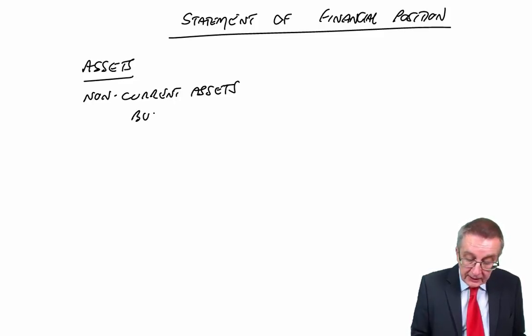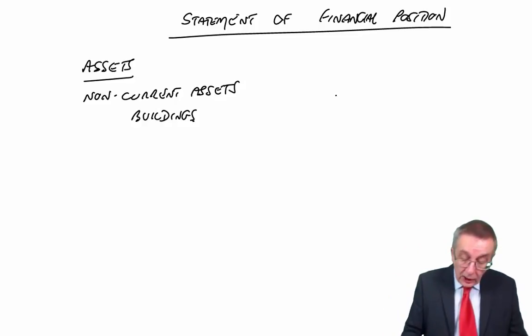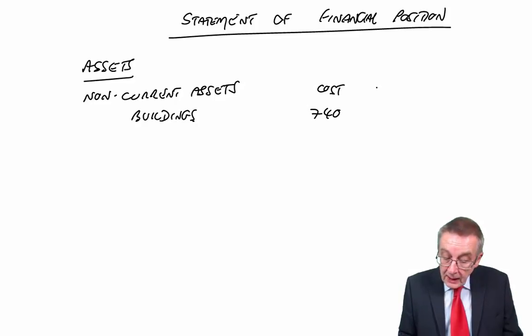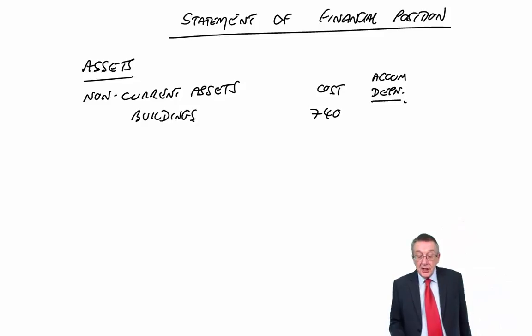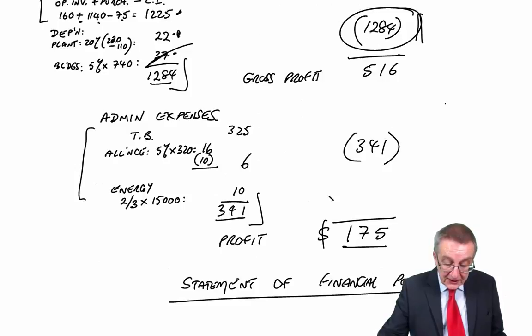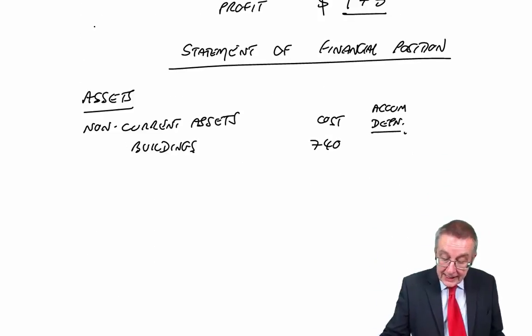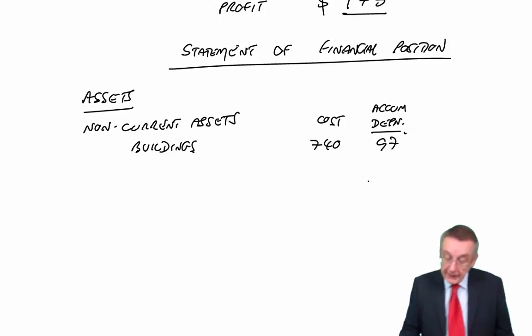And what are they? We've got buildings. The cost hasn't changed, it is 740. The accumulated depreciation: well, it was 60 at the end of last year. This year we had more depreciation, another 37. So 60 plus 37, 97. And so the carrying value, or the net book value, will be 643, the difference.